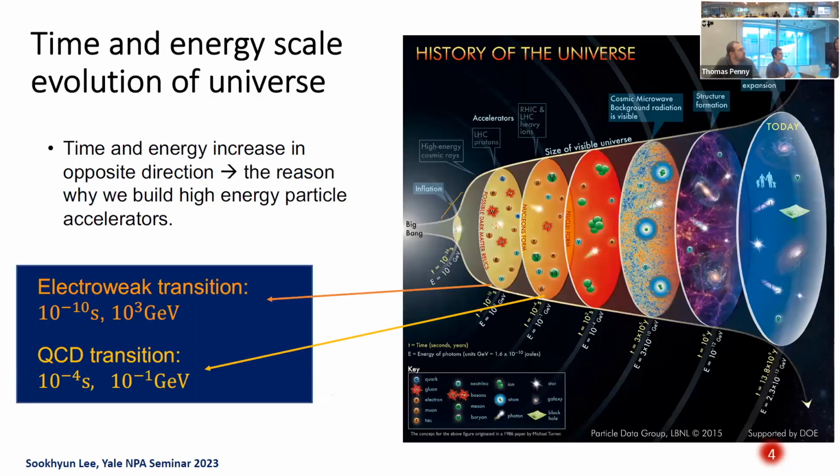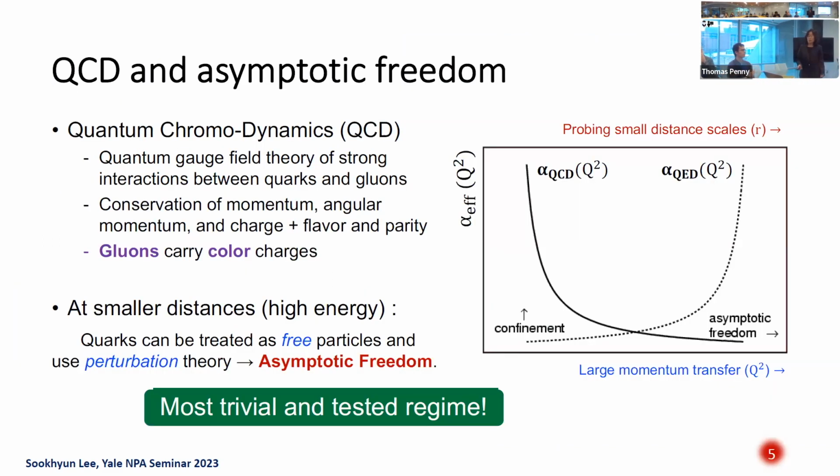Now, if we look at the history of the universe, after the Big Bang, the universe went through a few transitional periods. The important ones are the electroweak transition, where the electromagnetic force and the weak force split, followed by the QCD transition, where the neutrons are formed. Look here at the particle energy of the accelerator around these transitional periods, because that's what we want to explore. And so, what is QCD?